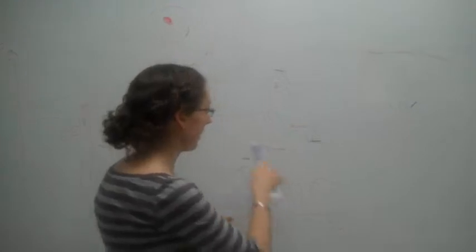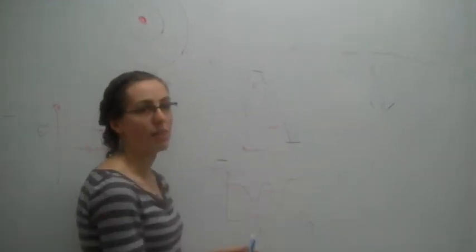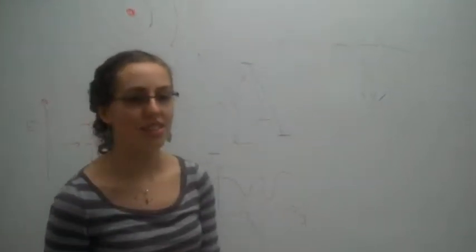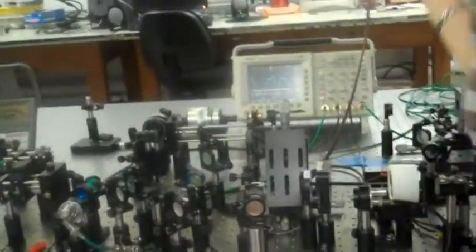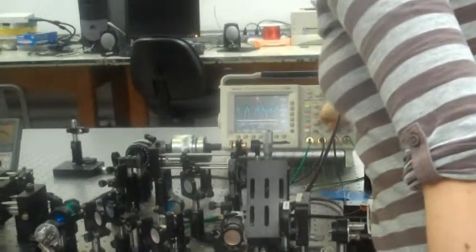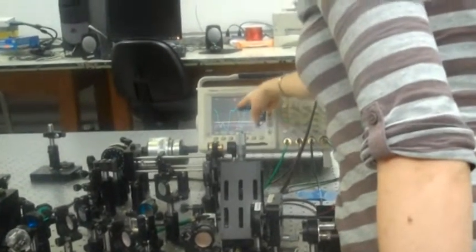So I should expect to see 1, 2, 3, 4 dips as I scan through. So now we can look at the actual setup. This plot here is a frequency, and then it dips down. I can zoom out a little bit. Makes it more confusing. 1, 2, 3, 4 times.